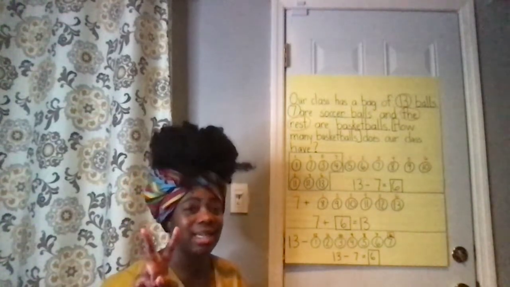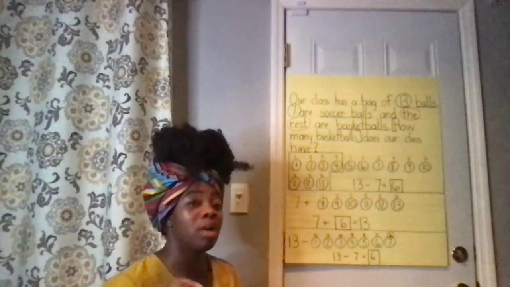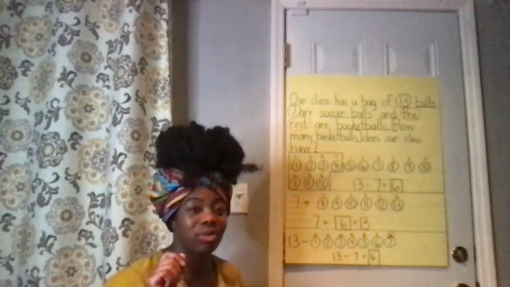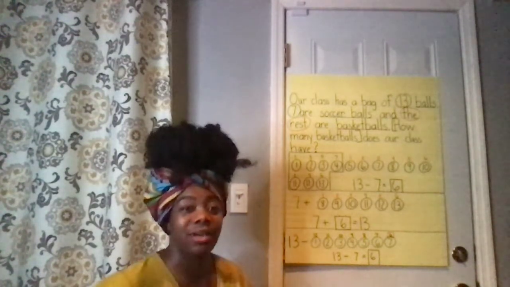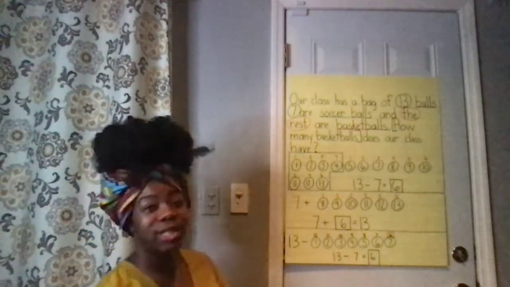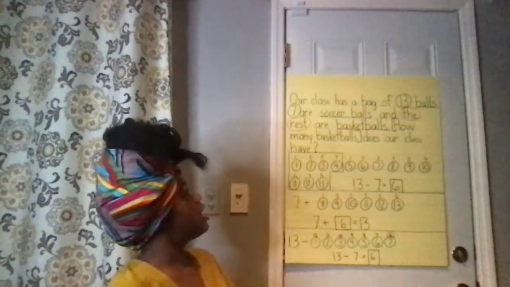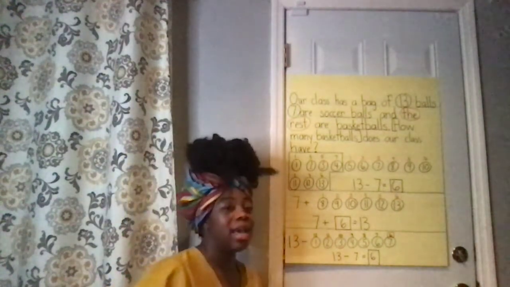Now I'm going to read it a second time. And when I read it a second time, you're going to mark up your story problem. When we mark up, families, we circle our numbers, we underline our unit, and we cloud our action if there is one. Our class has a bag of 13 balls. 7 are soccer balls, and the rest are basketballs. How many basketballs does our class have?